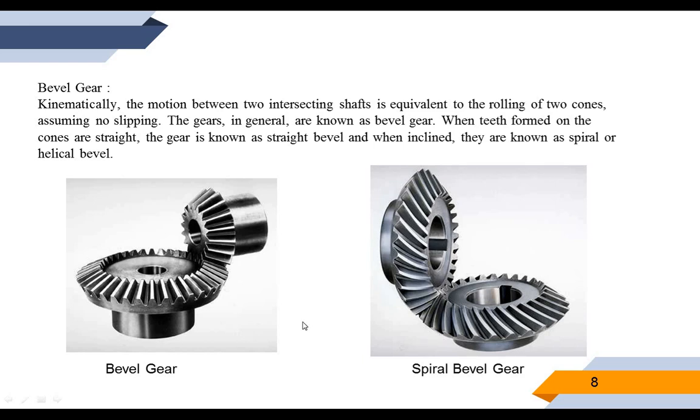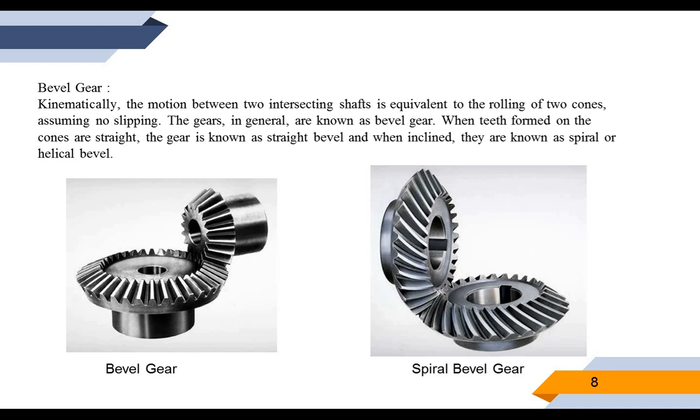When teeth formed on the cones are straight, that is called a straight bevel gear, and when the teeth are spiral or helical, that is called a spiral helical gear. Straight bevel gears are useful when the direction of the shaft's rotation needs to be changed. That means when we want to change the shaft's rotation direction, we are going to use these straight bevel gears.